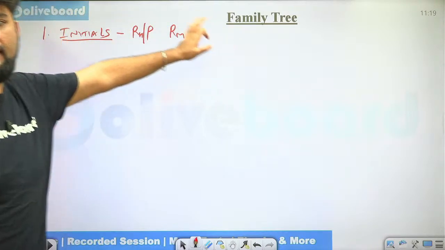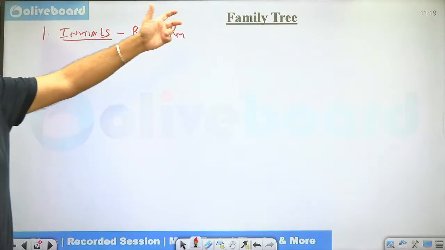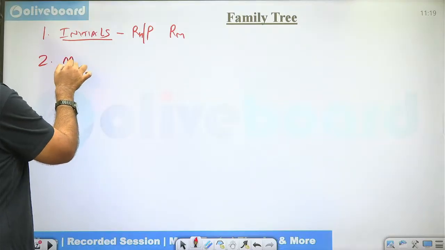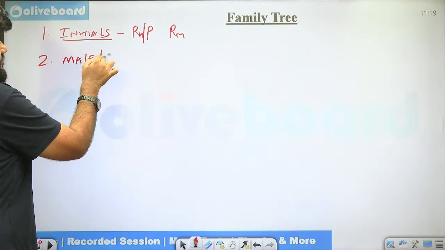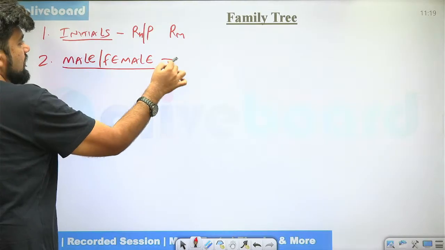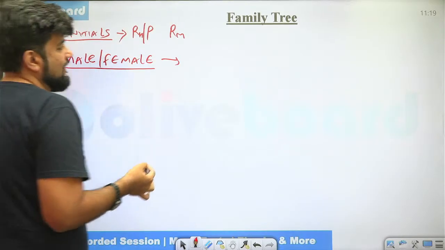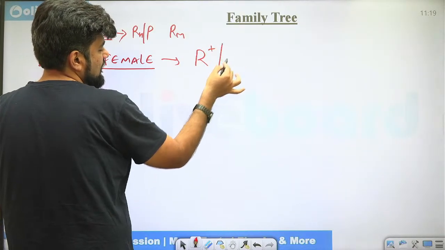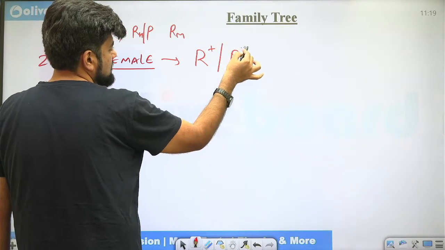For Rahul, we might use RH. For Ramesh, we might use RM. Priya, we will use P. Second thing is male or female. How do we depict a male or a female? If we come to know that a person is a male or a female, how do we represent them? So for a male, let's say Rahul is a male, we will use a plus sign in the power. For a female, let's say Priya is a female, we'll use a minus sign in the power.